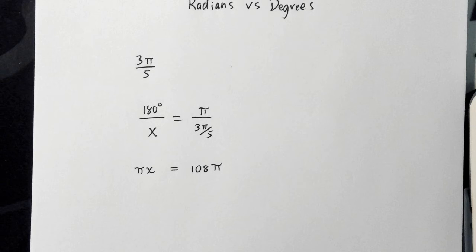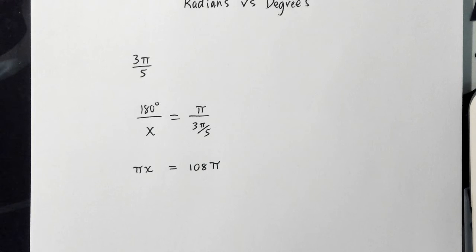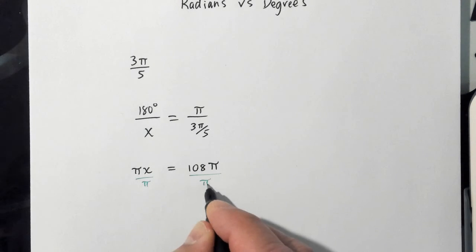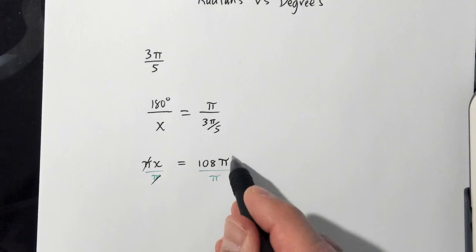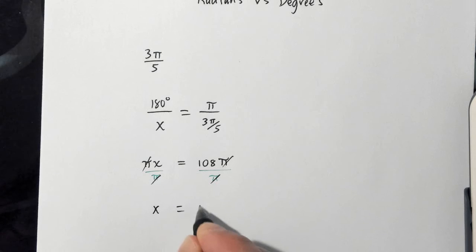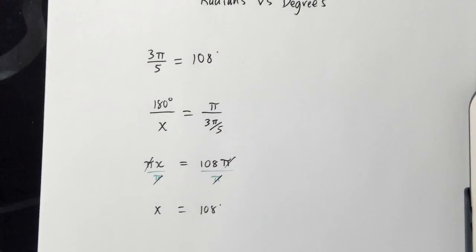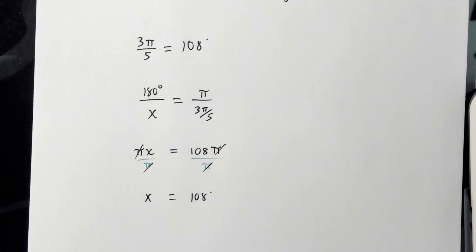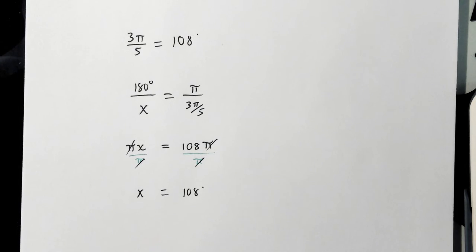So, you can cancel the pi's. But like I said, most of you aren't going to use this method anyways. Then you divide both sides by pi, because remember the goal is to get the x by itself. Bam, and then those cancel. X equals 108 degrees. So, set up a proportion. Cross multiply. So, it works.